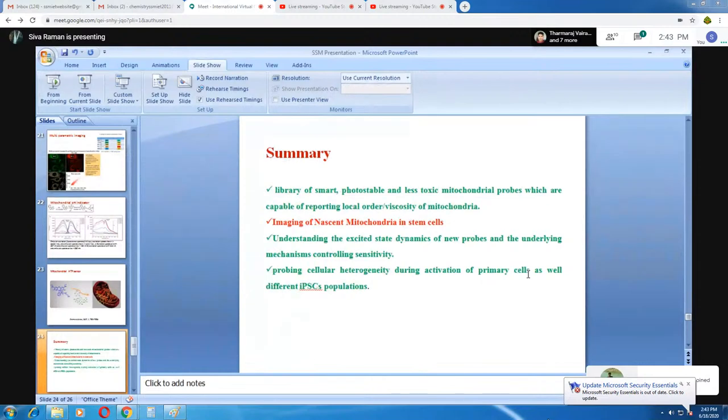Then finally, our dyes can be used to probe the cellular heterogeneity during activation of primary cells as well as different pluripotent stem cell populations. At different stages of the pluripotent stem cell population, during stem cell regeneration or stem cell segregation, we can study how the heterogeneity changes using these dyes.